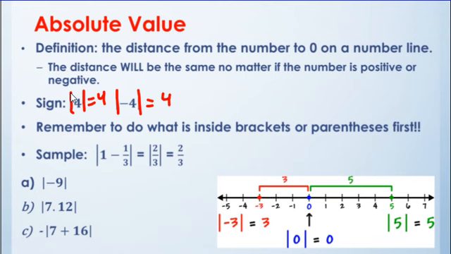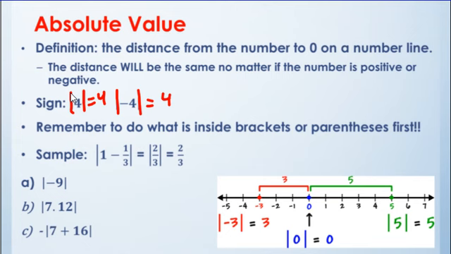So when we simplify with absolute value, you have to do what's inside the brackets or parentheses first. Especially if it's dealing with absolute value, find what's on the inside first, then the absolute value. So 1 minus 1/3 is 2/3. Find the absolute value of 2/3, which is a positive 2/3.